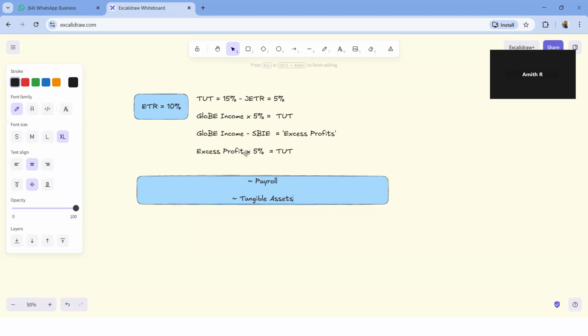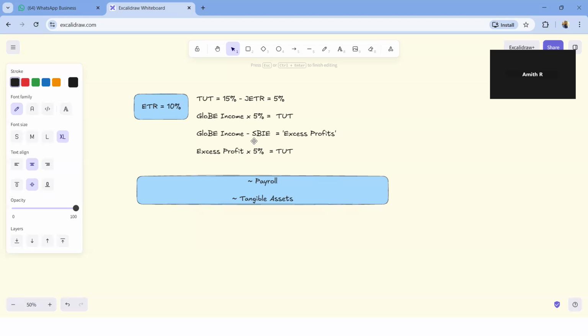If you say it is because I am including substance, then I have a counter argument for you. See, this GloBE income is what? Your net profit. On a very least note, it is net profit. So whatever payroll you have invested, you will get a deduction. The net deducted amount is this GloBE income. If you have good tangible assets, then our post-depreciation amount is this. Then why do you have to give an SBIE extra?